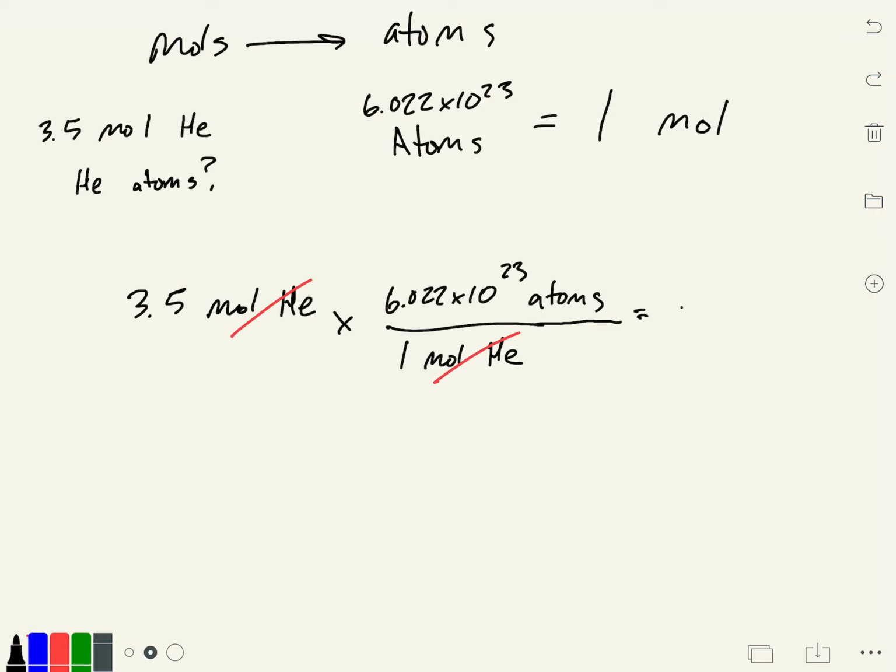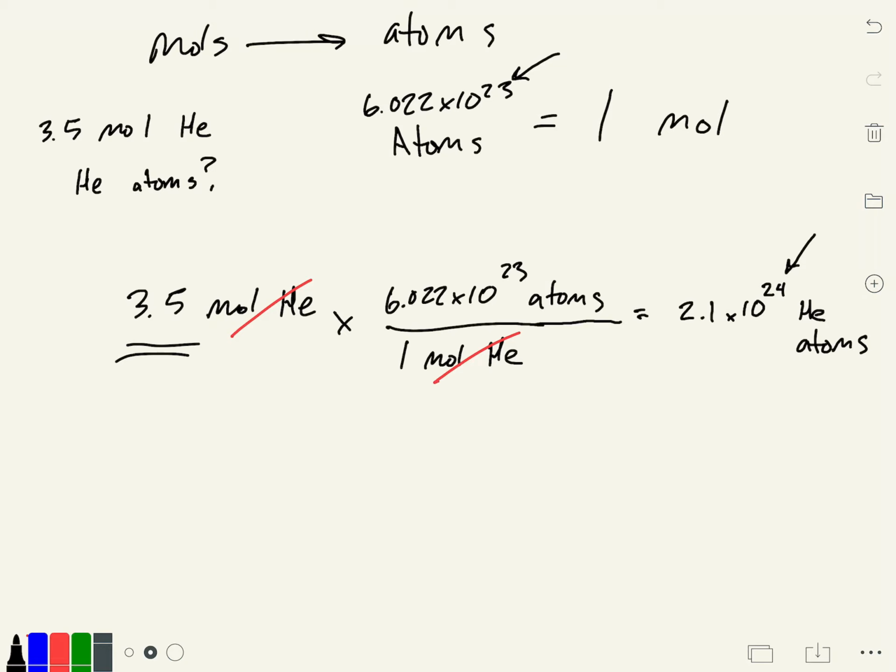So the answer comes out to be, when you do the math, 2.1, keeping the right number of sig figs, times 10 to the 24 helium atoms. Does that make sense? It should. 1 mole is only 10 to the 23, and we've got several moles. 10 to the 24 makes sense. It's a bigger number and not a smaller number. That's all the analysis we need to put into it. Does the number make sense in the size of it? Is it bigger or smaller the way it's supposed to be?